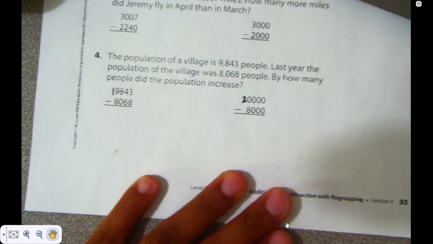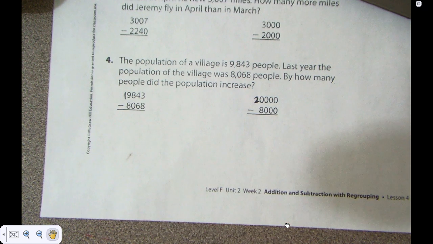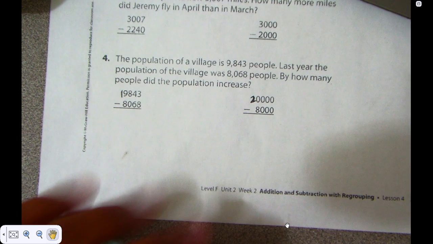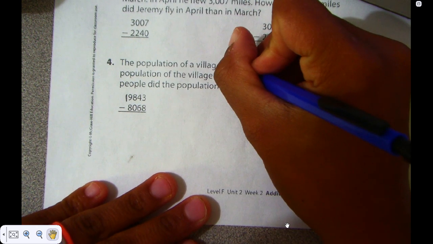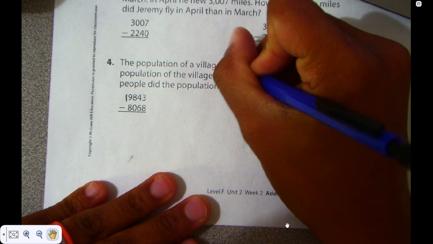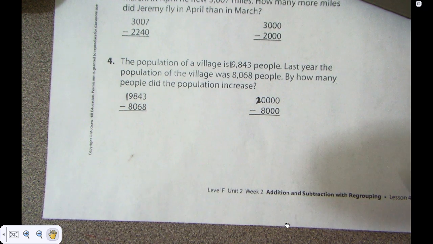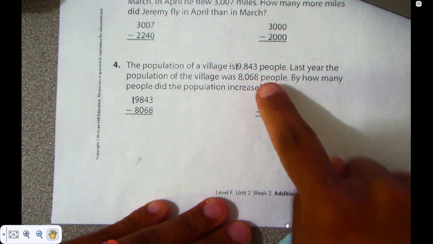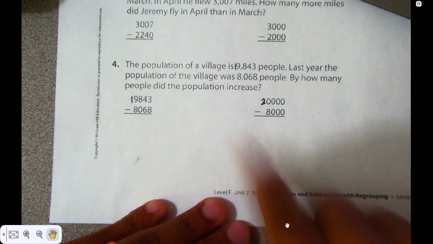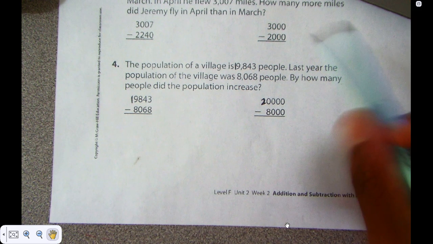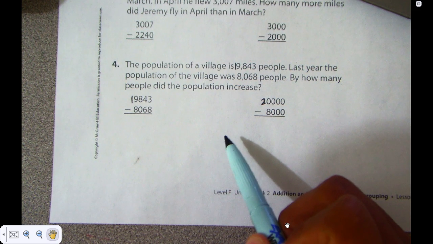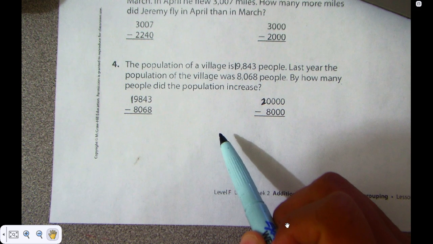So let's look at problem 4. The population of a village is 9,000. Oops, and this actually, I want to change this. I want to do a bigger number today. So I'm actually going to add a 1. So we're going to make it 19,843 people. Last year, the population of the village was 8,068 people. By how many people did the population increase?